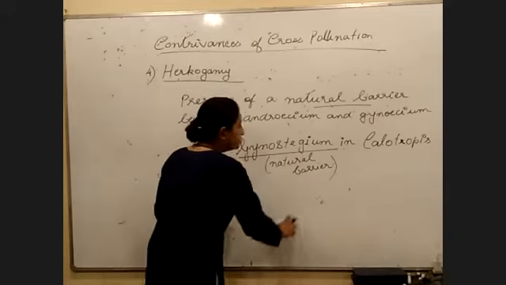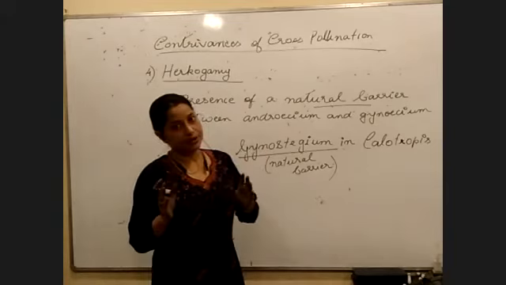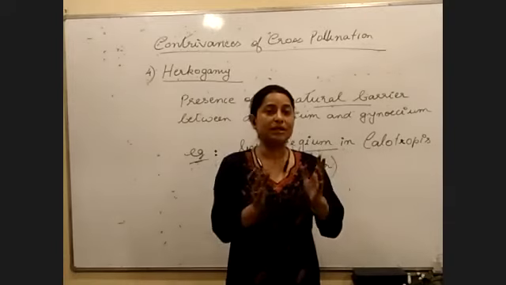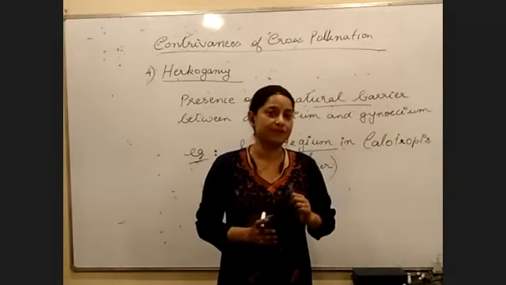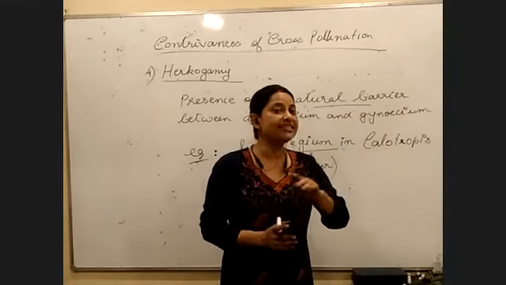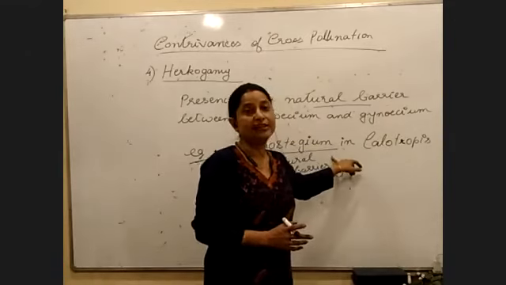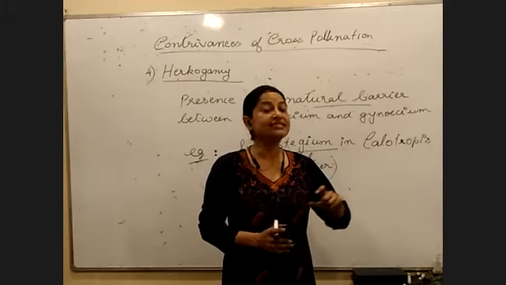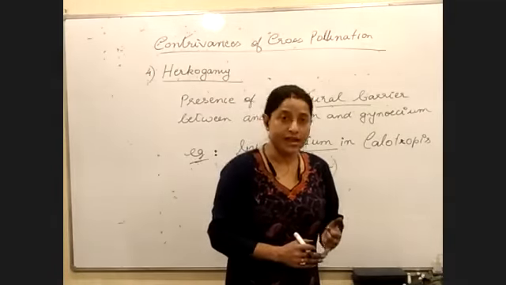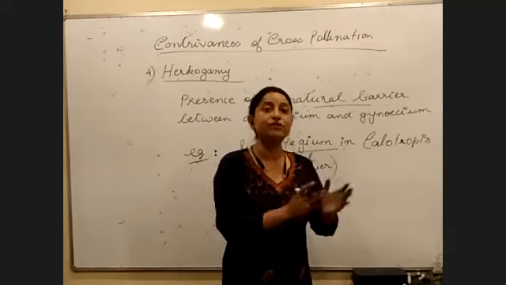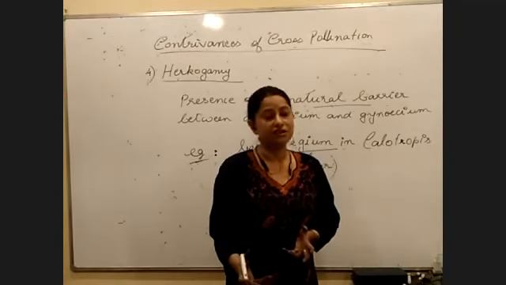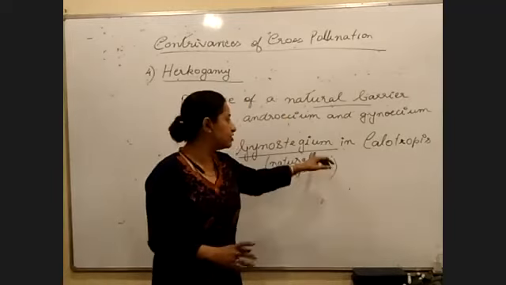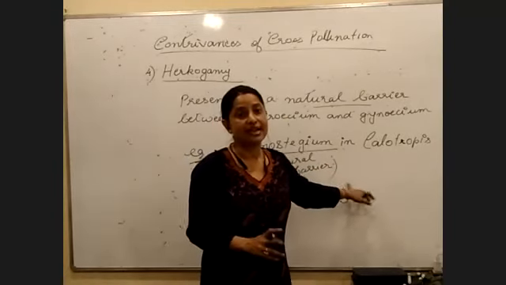Gynostegia means what? So, you have the male part, you have the female part. Between the male and the female part, you have a structure that acts as an obstruction. That structure, one example of a natural barrier, is gynostegia. There might be many different types of natural barrier, but we are talking about just one type of natural barrier, that is gynostegia.